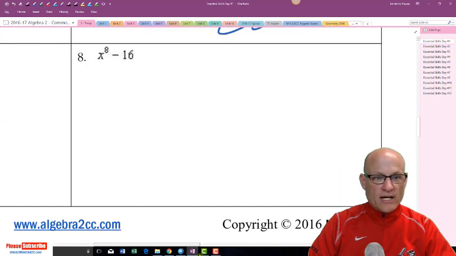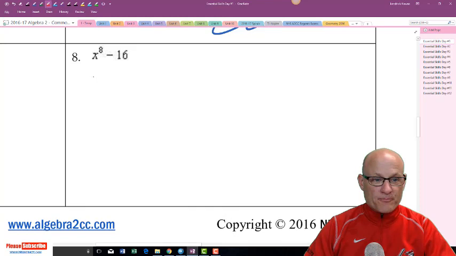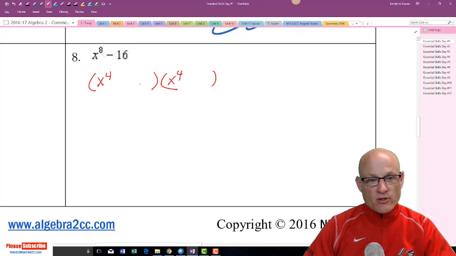So now this one's going to be an interesting one. There's no GCF, so I go right into the difference of two perfect squares. To multiply to x to the 8th, that's x to the 4th and x to the 4th, plus 4 and minus 4. Now, there's nothing I can do with this one.